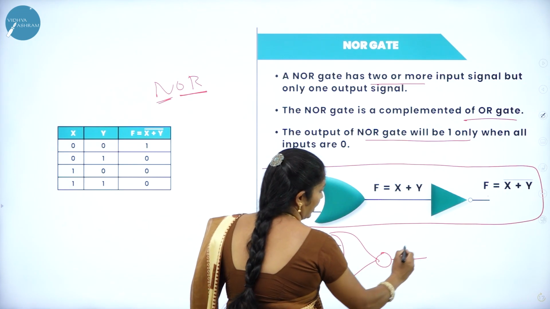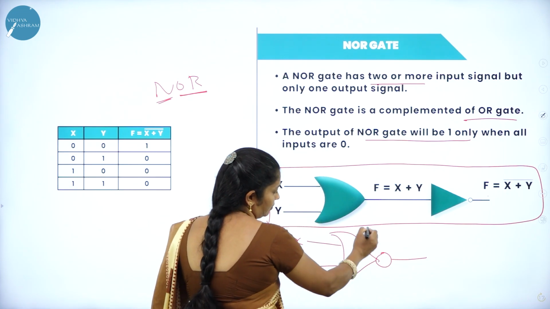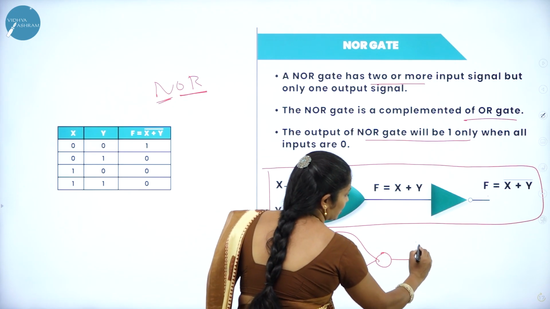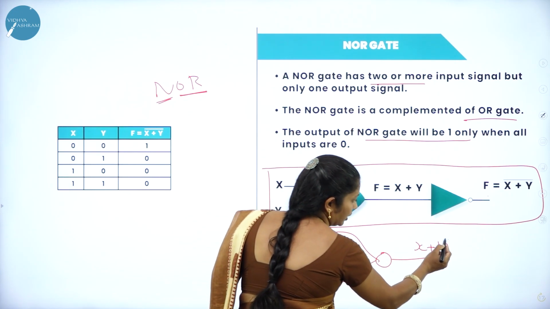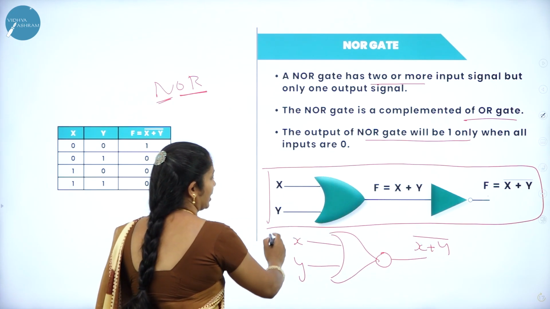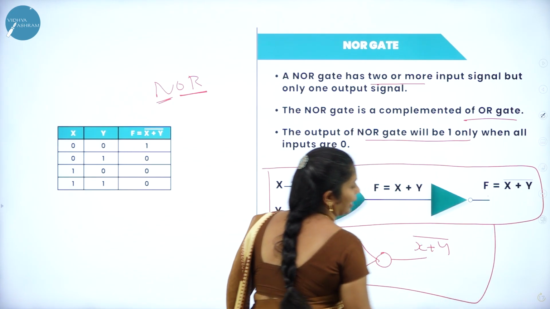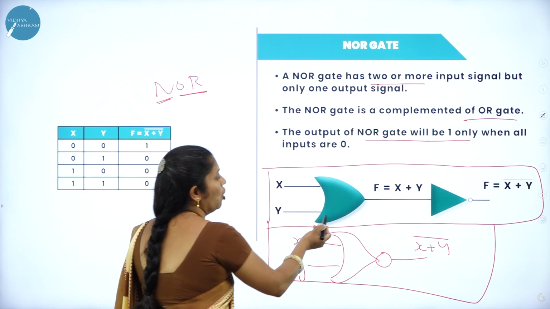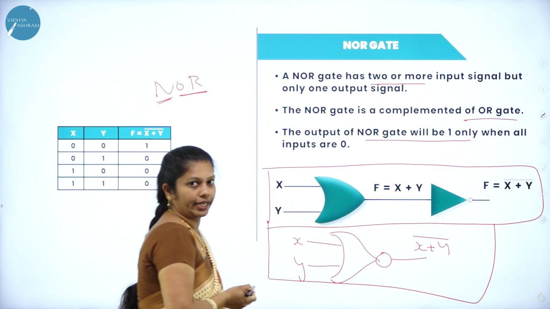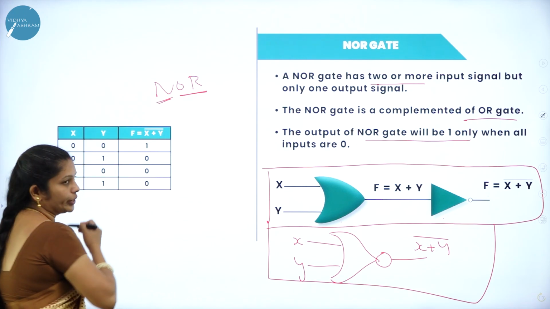Here x as well as y are the inputs. Here we have selected the reverse C shape. That's why x plus y. Once here we are negating it, then whole bar. If you want, you can write it this way or this way in the exam for the NOR gate. It is a combination of the OR gate as well as the NOT gate. Here this is a truth table.